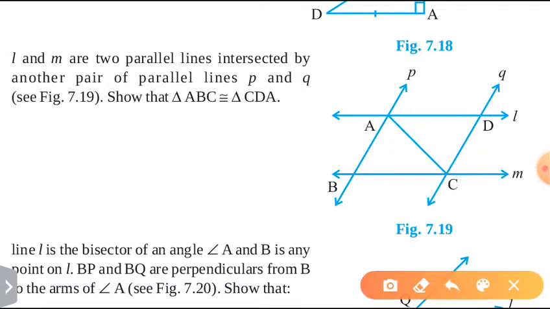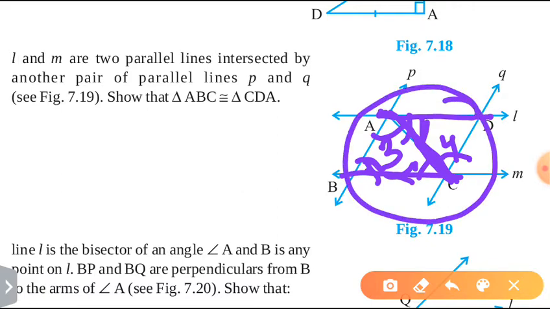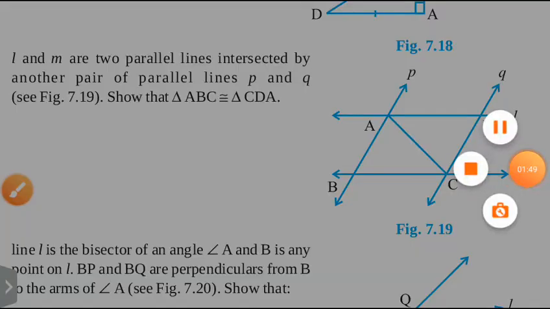Since this is parallel to this, angle 1 is equal to angle 2. Similarly, this is parallel to this, hence angle 3 is equal to angle 4. The line AC is common in both triangles. So from ASA congruency, both triangles are congruent to each other. I will show you the solution also.